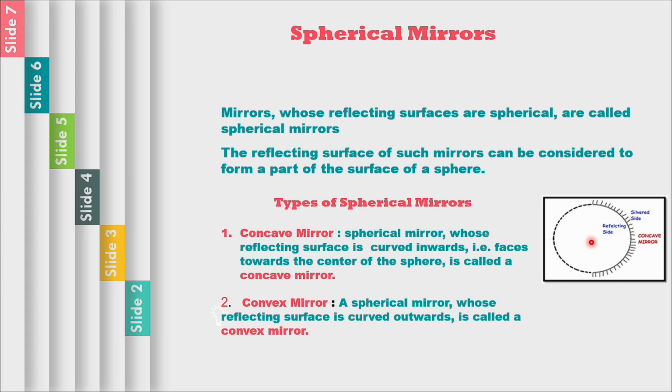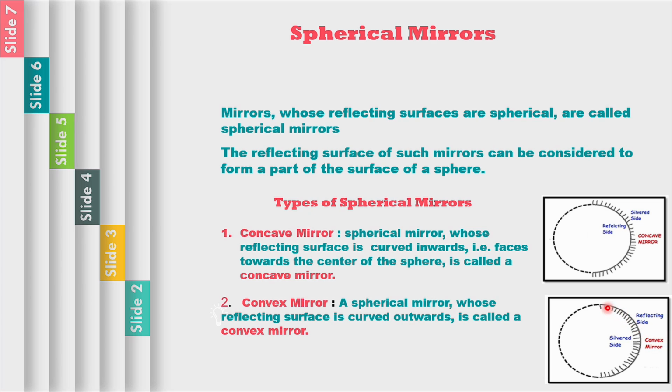The second one is the convex mirror. The convex mirror is just opposite to the concave mirror. It is one of the types of spherical mirror whose reflecting surface is curved outward. Here it is inward, here it is outward. Just see the diagram. In this diagram, the outside is the reflecting surface, and the inside is the silhouette side. This reflecting surface is curved outwards, so it is a convex mirror. If it is curved inward, it is a concave mirror.